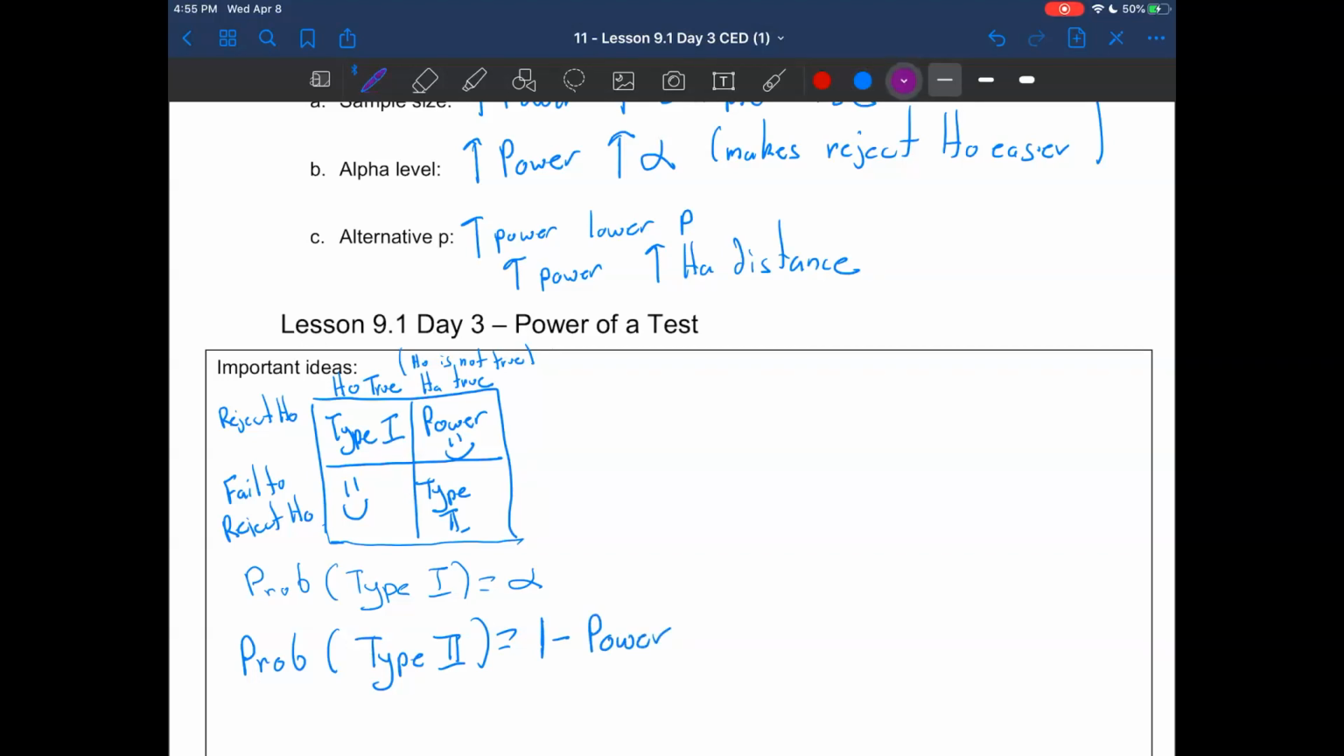Okay, now again, we remember that power is the probability where we reject the null hypothesis given the HA, your alternative hypothesis, is true. We think of it as the probability of getting it right.